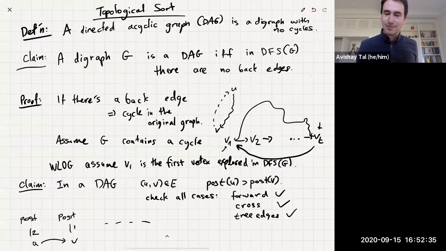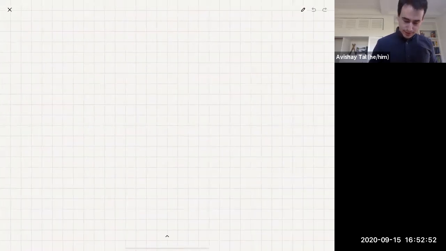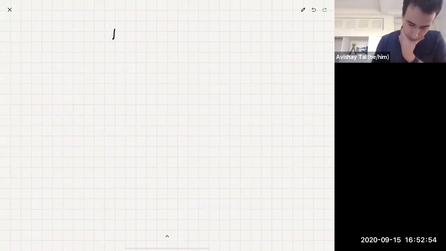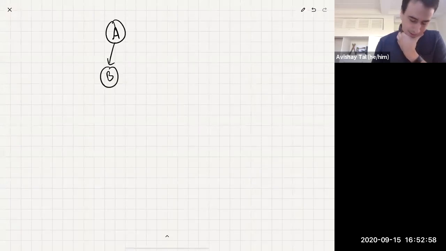So just real quick, wondering why we can't look at decreasing pre-visit numbers? Why can't we look at decreasing pre-numbers? So there's a counterexample. Let's see if I can see it. Okay, so let's look at that. I meant to say increasing. Yeah, sure. I figured it out.